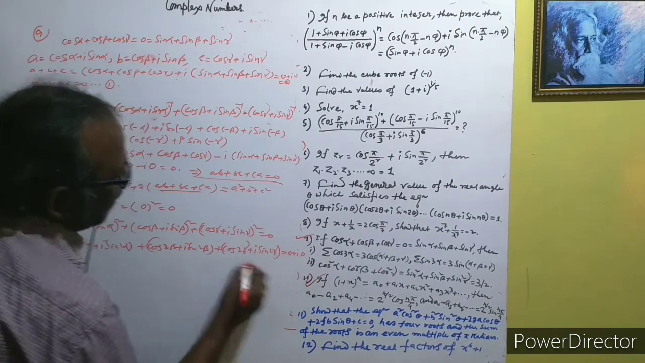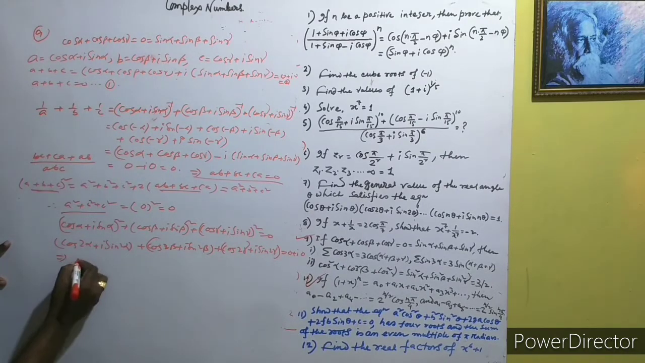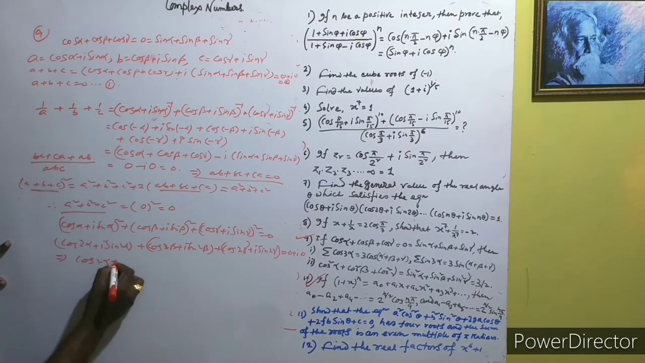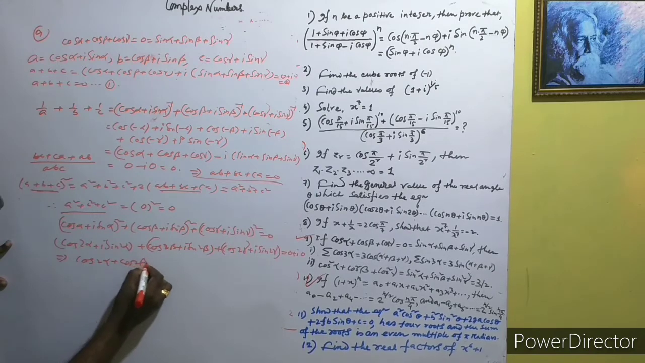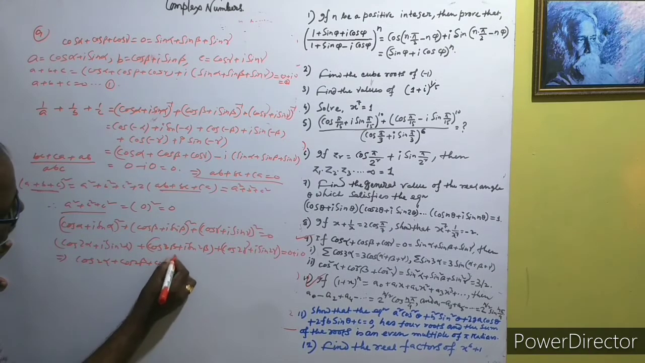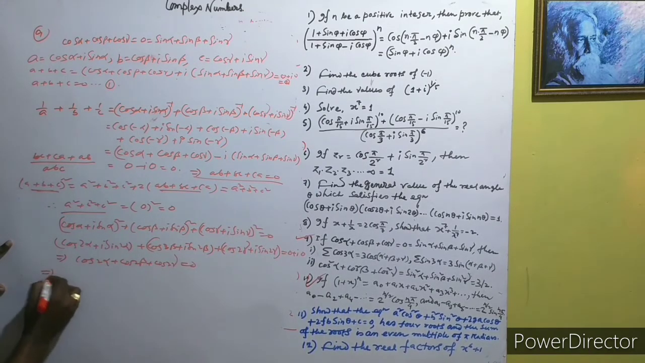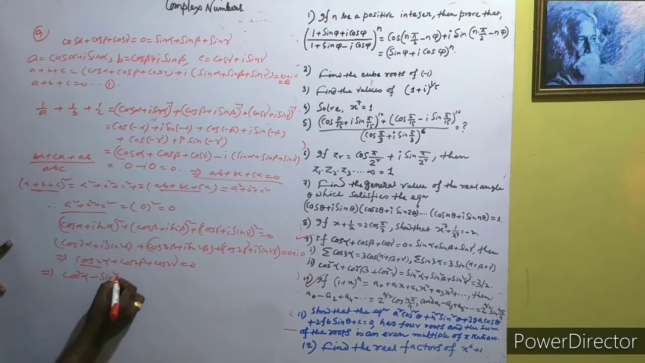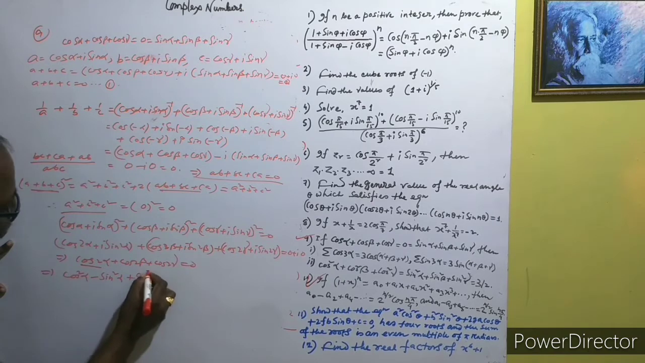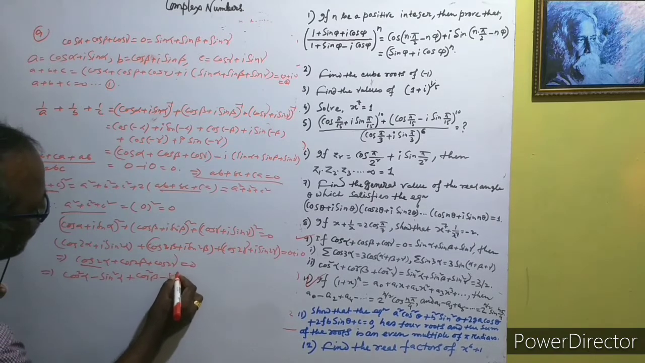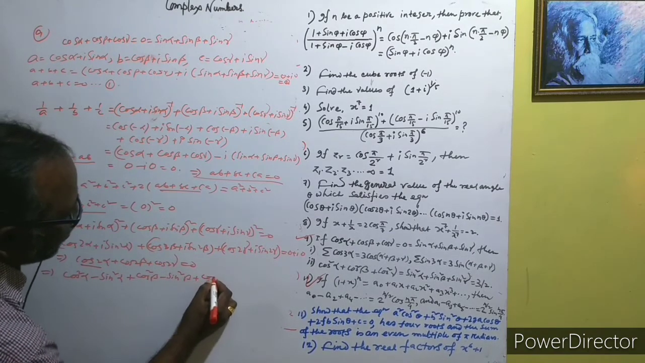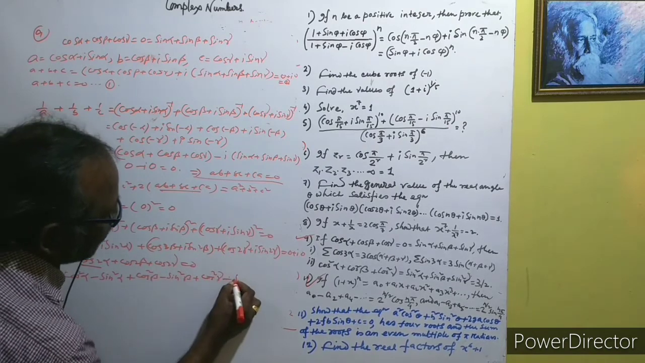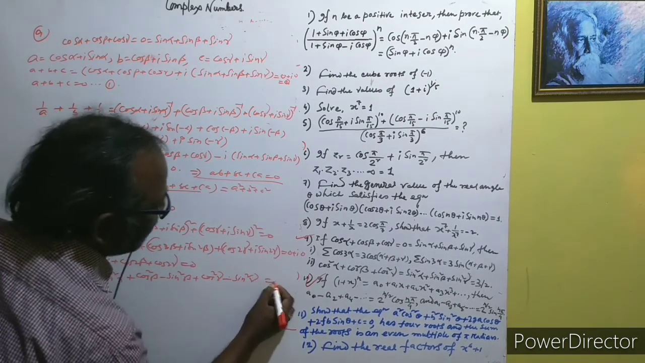We can write here and compare with real or imaginary. So we compare with real. So cos 2 alpha, cos 2 beta, and cos 2 gamma equal to 0. So for that, cos 2 alpha can be written as cos square alpha minus sin square alpha, cos square beta minus sin square beta, cos square gamma minus sin square gamma equal to 0.